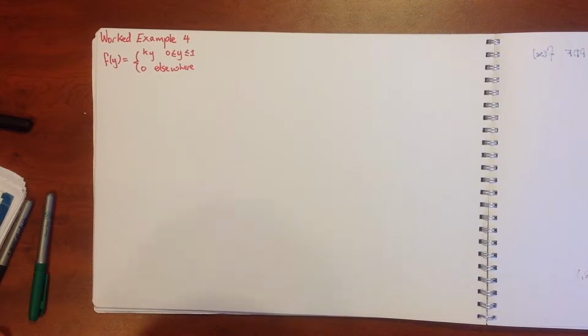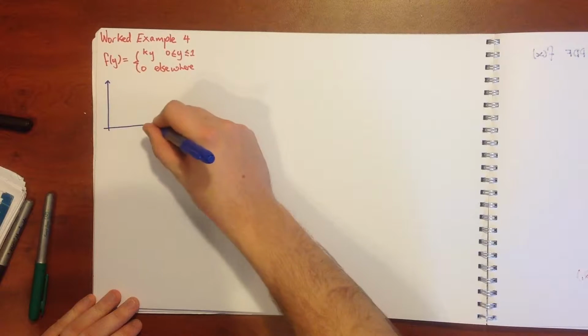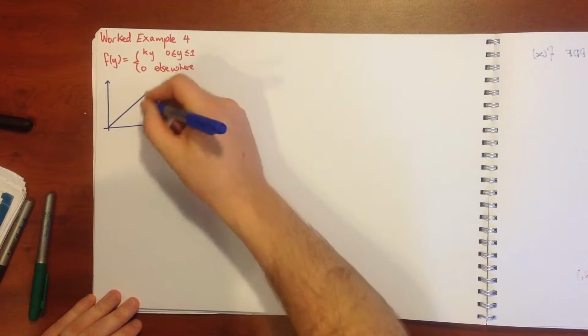So worked example 4, we've got a function f(y), which is defined as ky for 0 is less than or equal to y is less than or equal to 1, and 0 elsewhere. For part A, we're asked to sketch the graph. So sketching the graph will just simply look like this.